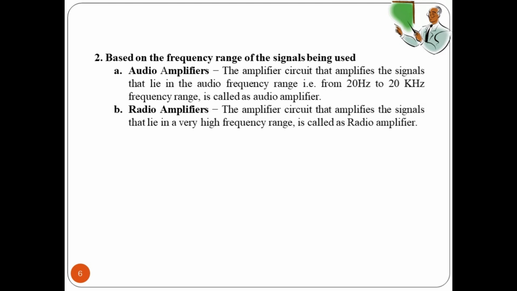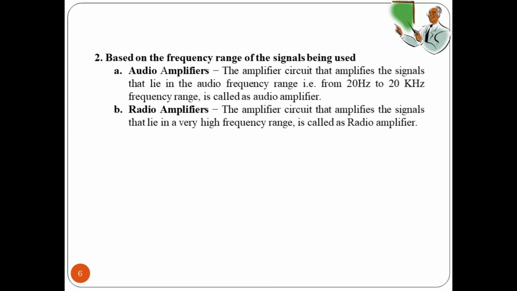Based on the frequency range of the signals being used, there are audio and radio amplifiers. Audio amplifiers are amplifier circuits that amplify the signals that lie in the audio frequency range, that is from 20 Hz to 20 kHz. Radio amplifiers are amplifier circuits that amplify the signals that lie in a very high frequency range.